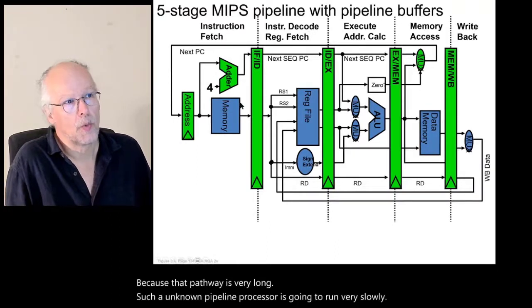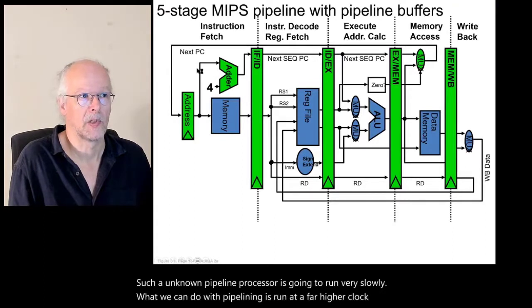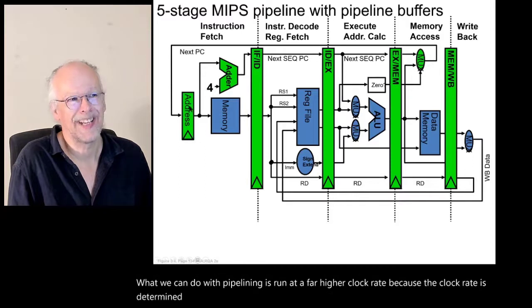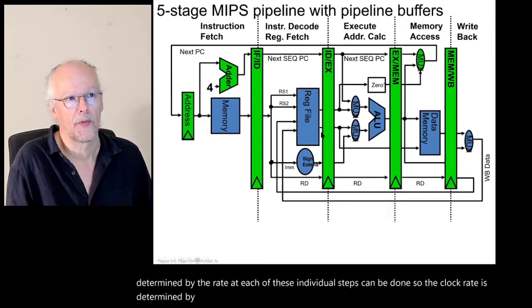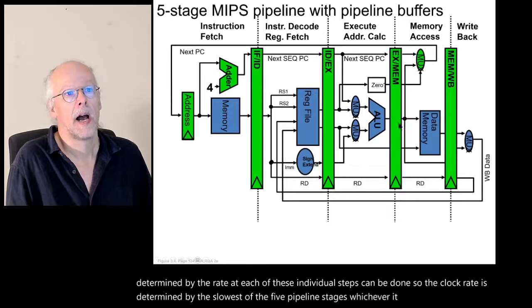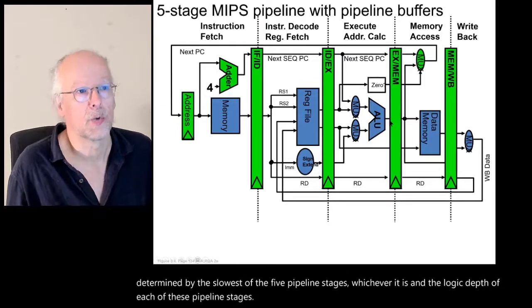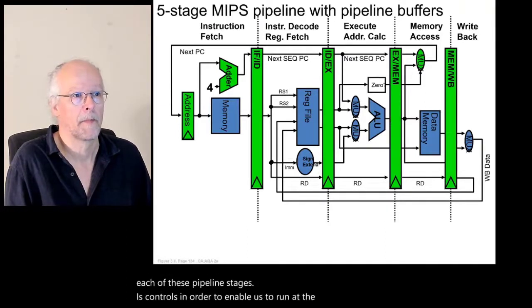What we can do with pipelining is run at a far higher clock rate, because the clock rate is determined by the rate at which each of these individual steps can be done. So the clock rate is determined by the slowest of the 5 pipeline stages, whichever it is, and the logic depth of each of these pipeline stages is controlled in order to enable us to run at the highest possible clock rate.